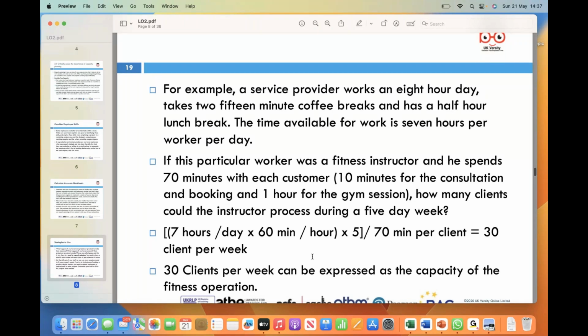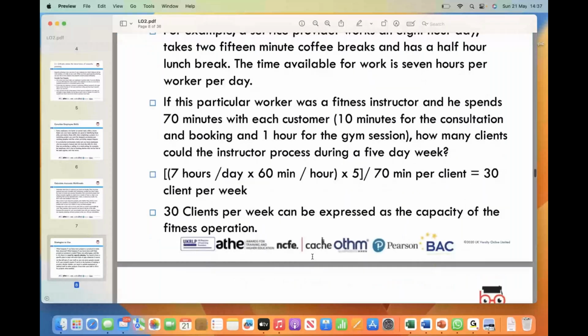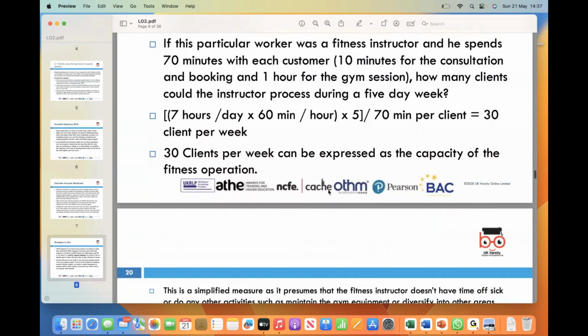Since the worker has 7 hours available for work each day, we need to convert this to minutes by multiplying it by 60 minutes per hour. So 7 hours a day multiplied by 60 minutes is equal to 420 minutes a day. 30 clients per week can be expected as the capacity of the fitness operation.